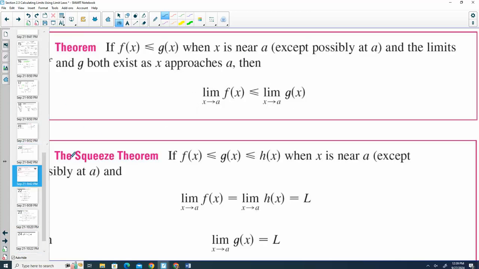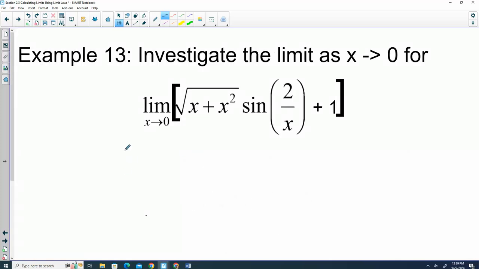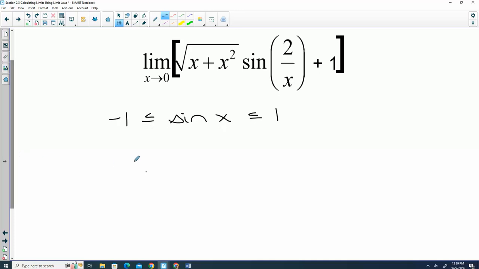Negative 1 less than or equal to sine to 1. Start with -1 to 1. And then what? Then you add in the 2 over x.